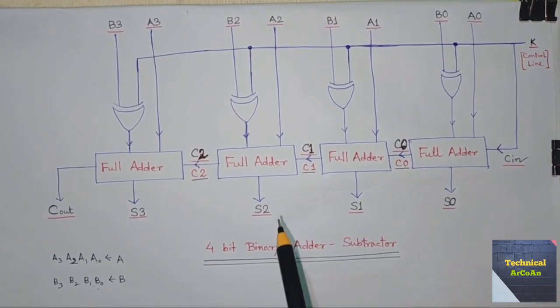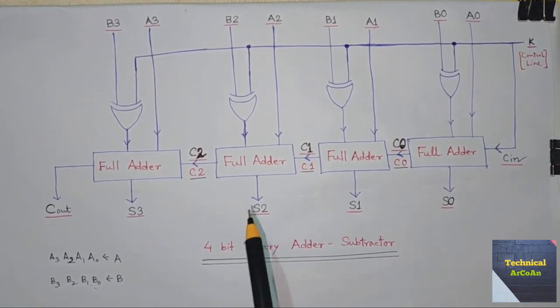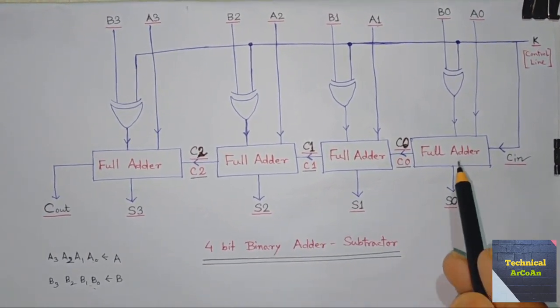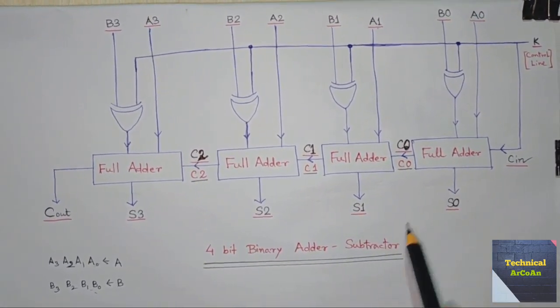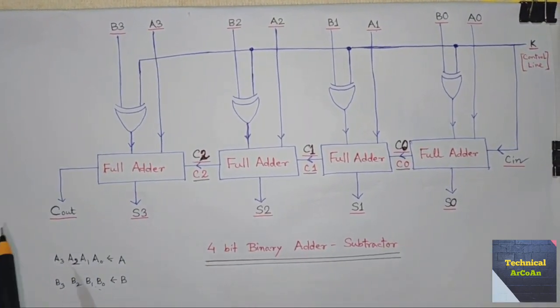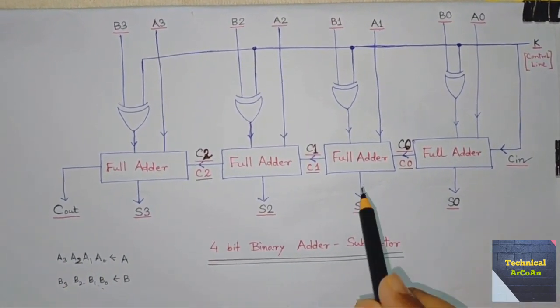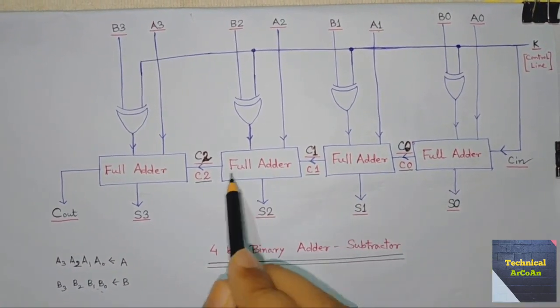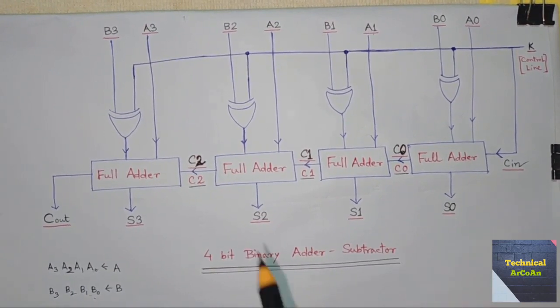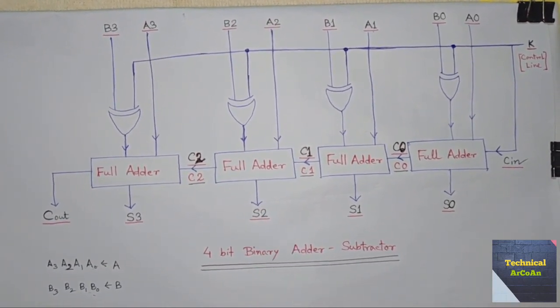For an n-bit binary adder subtractor we use n number of full adders. Here, for a 4-bit binary adder subtractor, we are using 4 full adders. Suppose it is a 5-bit binary adder subtractor, then we should use 5 full adders. For an n-bit binary adder subtractor we use n number of full adders.